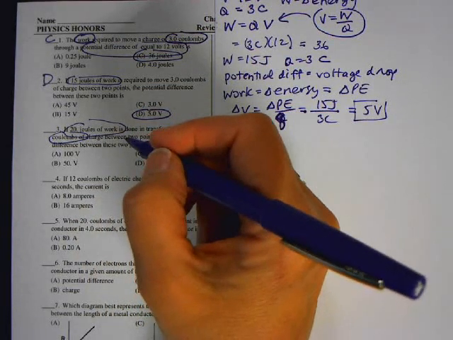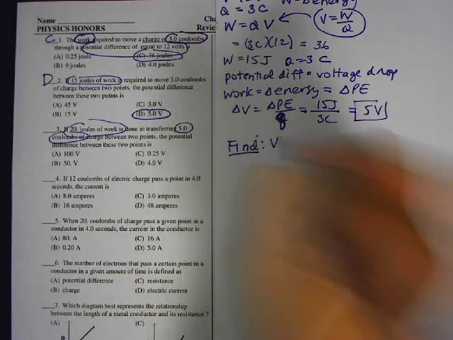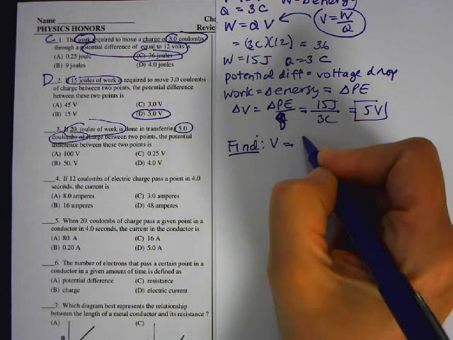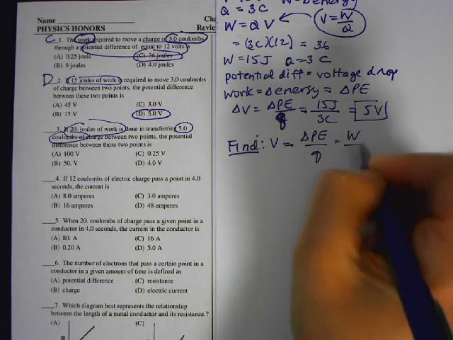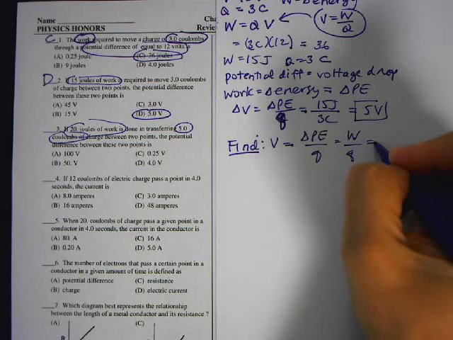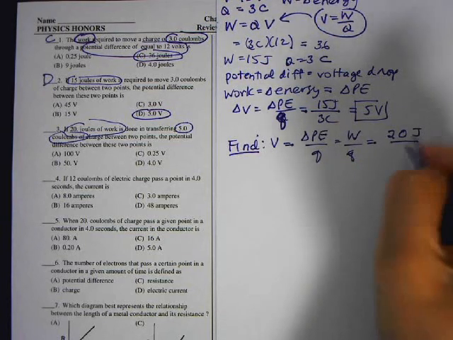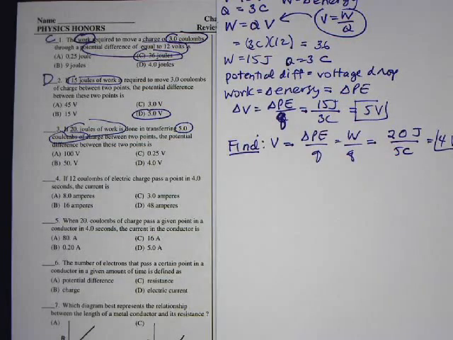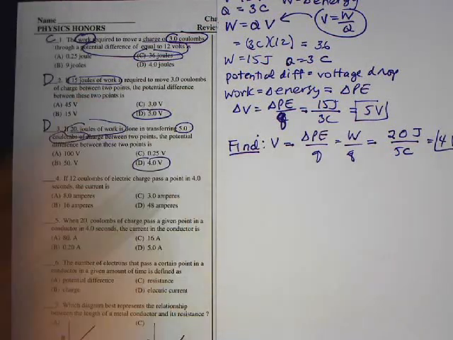The potential difference. So we want to find the potential difference, which is V. So we know that V is equal to delta PE over Q, which is W over Q, because work is equal to the change in energy. So it's equal to 20 joules over 5 coulombs, which is 4 volts. And you'll notice that in just about all these problems, the math is such that you could do it in your head.